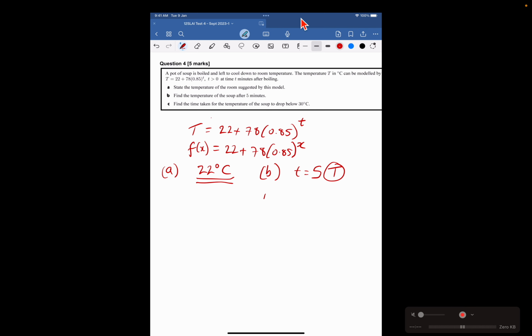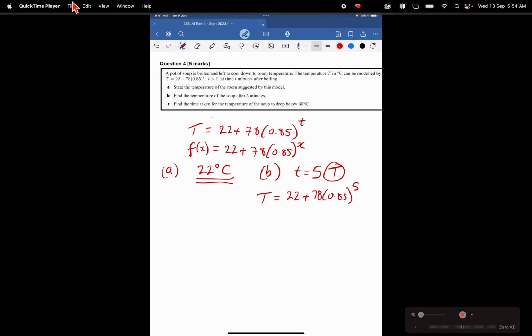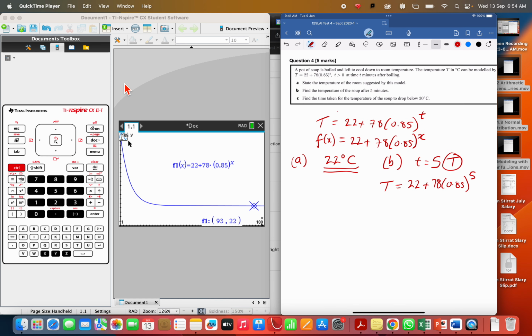Alright, so a number of ways. We can go straight to the formula. T equals 22, big T, plus 78 times 0.85 to the power of 5, right? And you just type that in as a normal calculation. But the good news is, as we've got the calculator already sorted out for us, we can do this in 2 ways with the calculator. We can do Control T, and we just scroll down to 5. Right, there's 5, and the temperature is 56.6. So we just type that in, 56.6 degrees C.